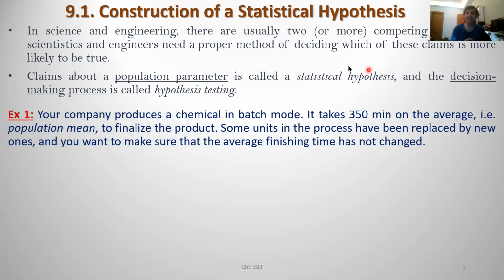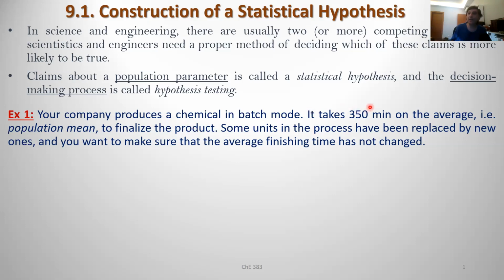All right, let's dive into the topic with an example and try to explain these first two statements on that example. Let's say that we have a chemical company, and we manufacture chemicals in batch mode, and it takes, let's say, 350 minutes on average to finalize the product. So one product is manufactured on average in 350 minutes. Now note that in this statement there is nothing like population mean, or any concept related to statistics that we have defined, and this is usually the way that engineers talk, because statisticians are different from engineers.